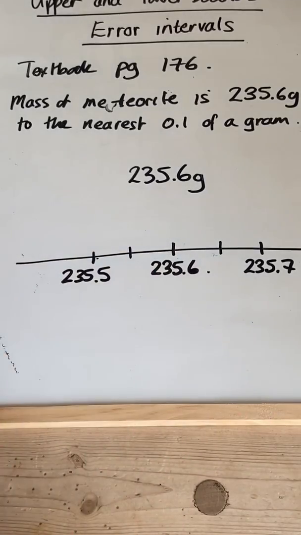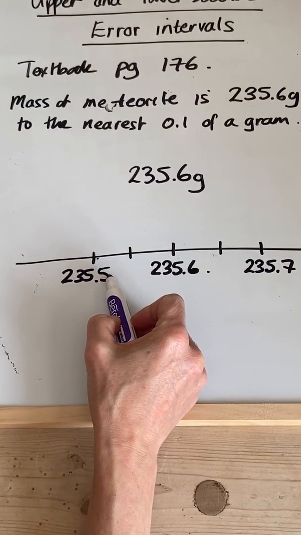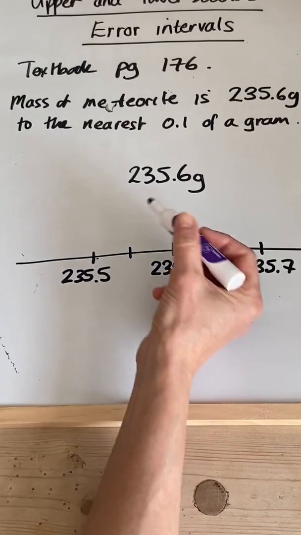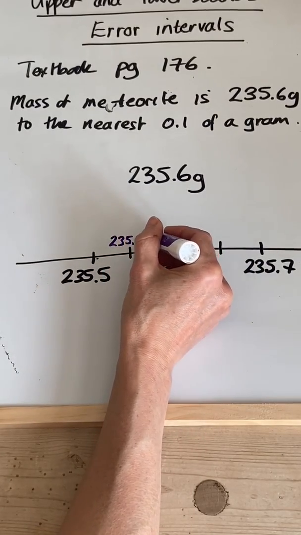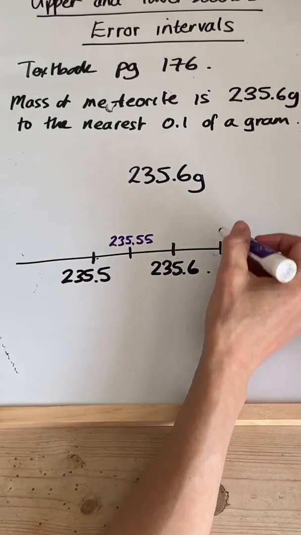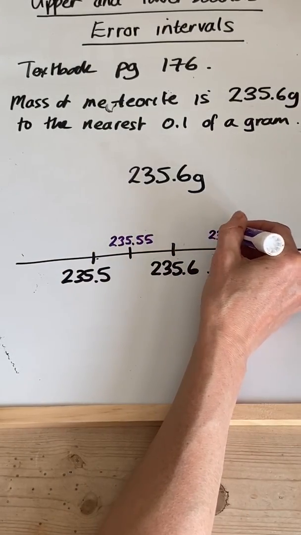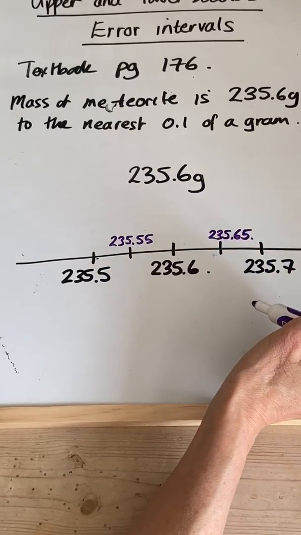So think about what these two measurements are going to be here. This one is halfway between 235.5 and 235.6. So it's actually going to be 235.55. And the one over here is 235.65. Now remember what we said.